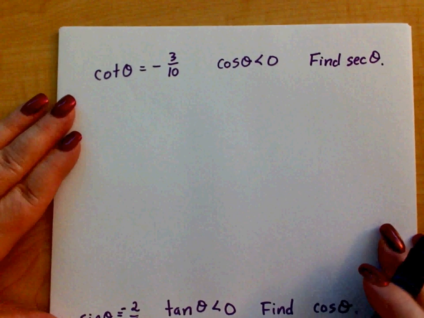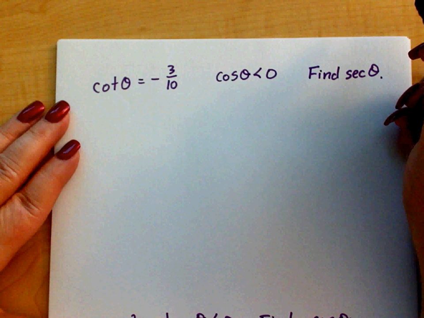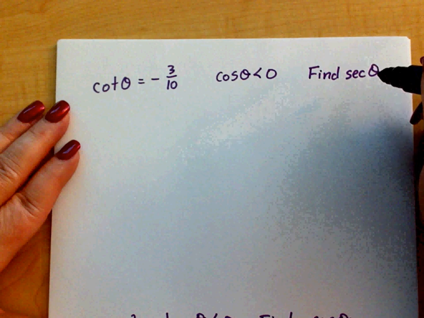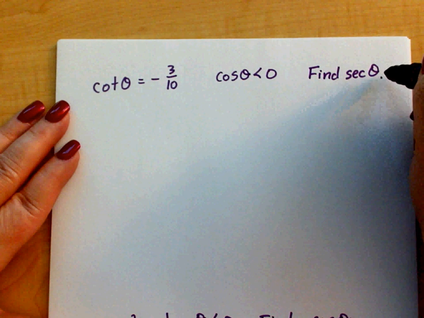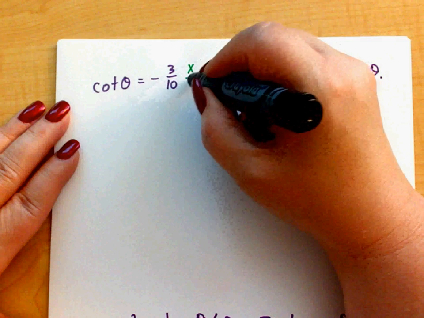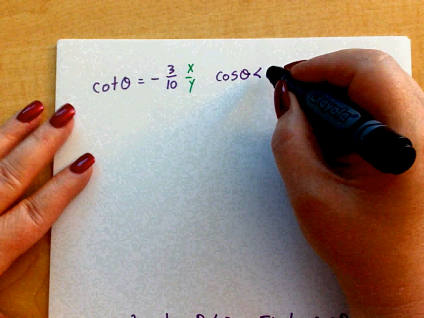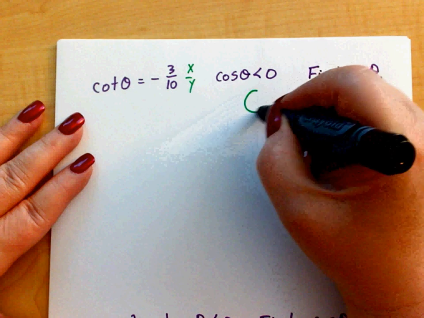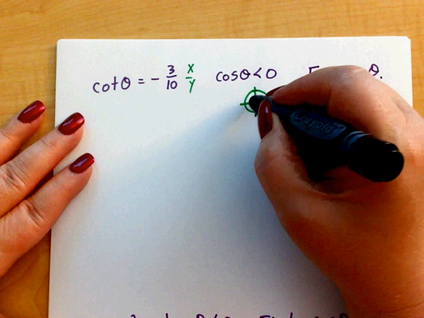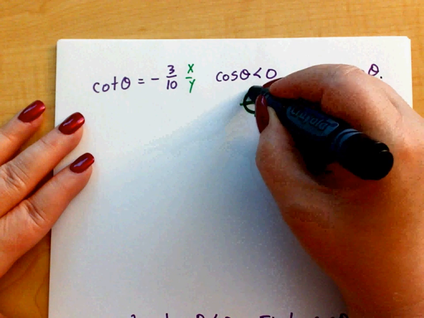All right, the first problem we have here, it says the cotangent of theta is negative 3 over 10, cosine of theta is less than 0, and they ask me to find the secant of theta. So I know cotangent is x over y, and I know that cosine of theta is less than 0. So if cosine of theta is less than 0, that means x's are negative, so it has to be in the left hemisphere of the circle.